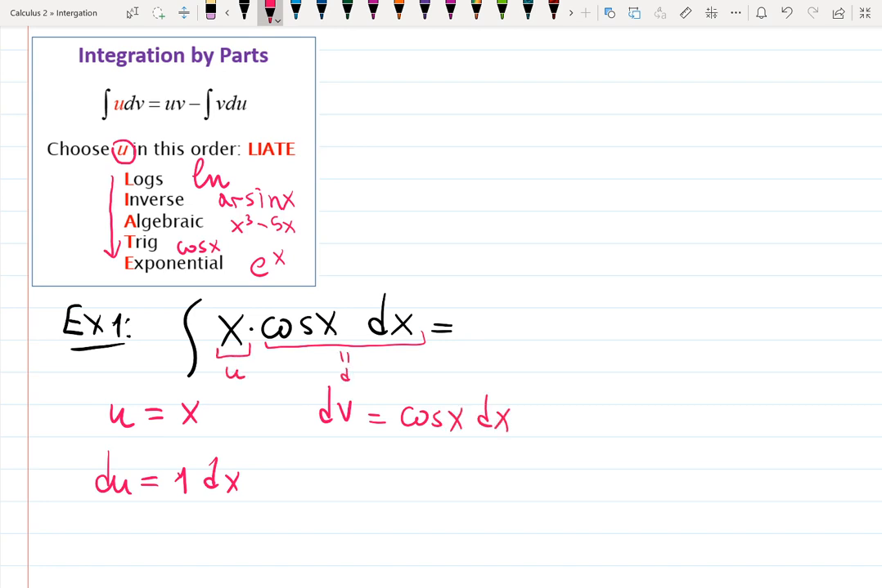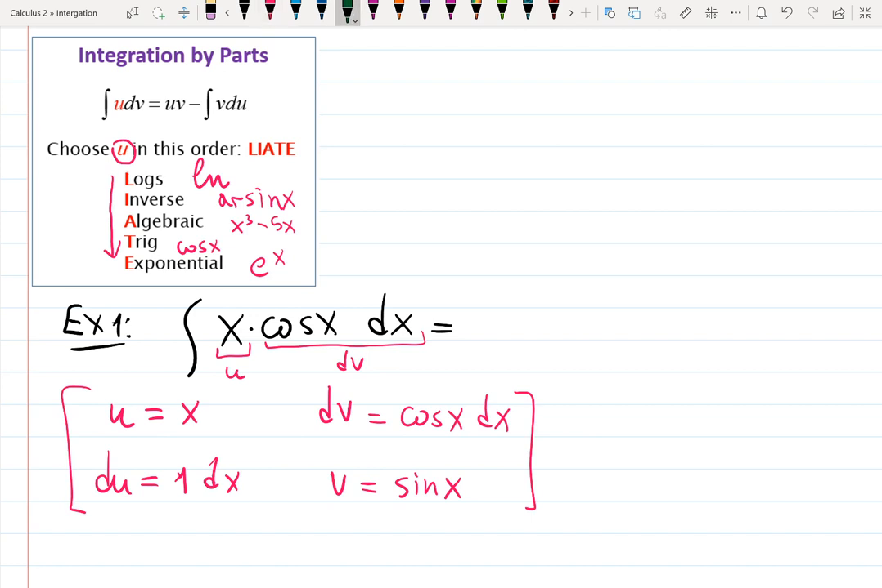u, dv. Then v is the integral of that function. What is integral of cosine? Integral of cosine is sine x. If you want to check the sign, differentiate v. Derivative of sine is cosine, so you are correct. I usually put it in a little box.